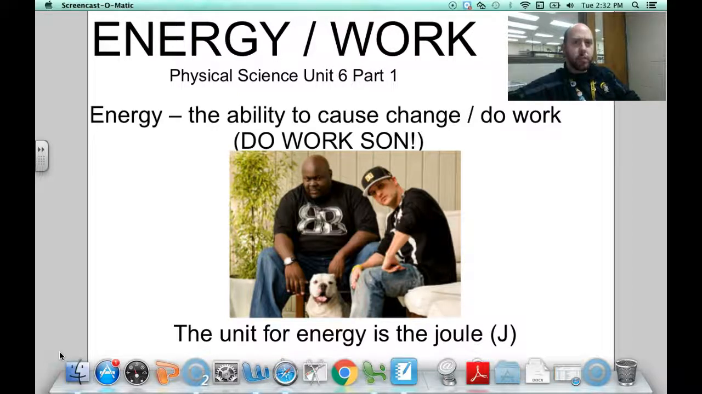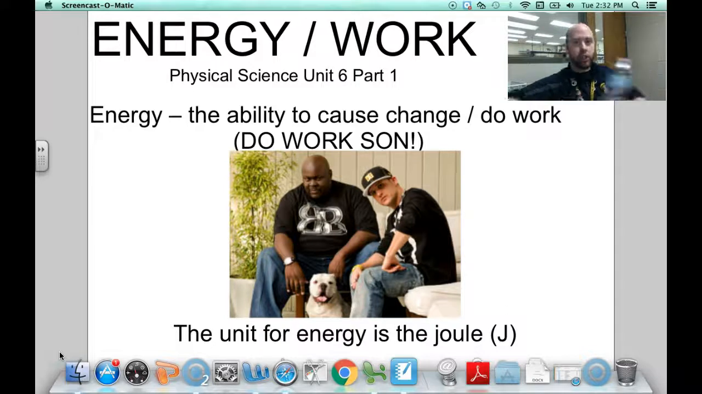For Unit 6 Part 1, we're going to explore the very beginning of energy and really go in depth with work. Energy is the ability to cause change or to do work. So when I say change, for example, taking this water bottle and moving it around, I'm changing its position. That requires energy to do.